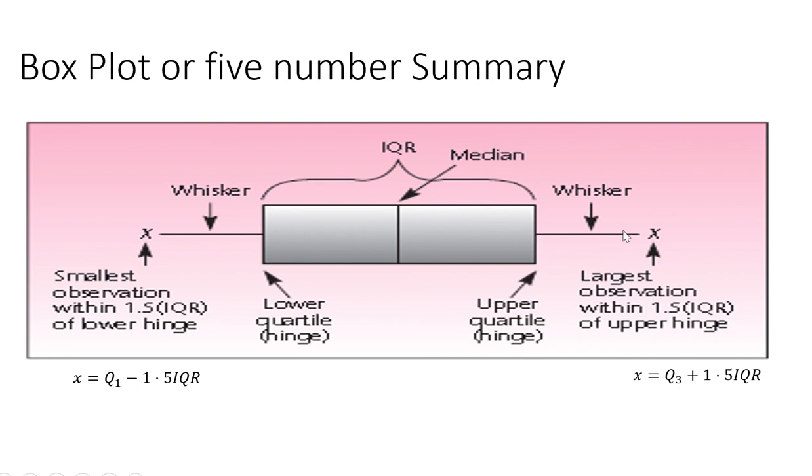And beyond that, if you extend this line and you keep the smallest observation, that is equal to x is equal to Q1 minus 1.5 IQR. That will be your smallest observation within 1.5 IQR of the lower hinge. And similarly, at this side, if you keep your largest point, that is equal to Q3 plus 1.5 IQR. So that's how you will come up with a box plot.